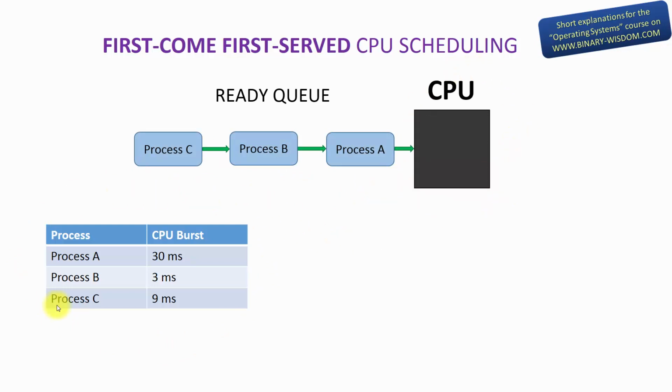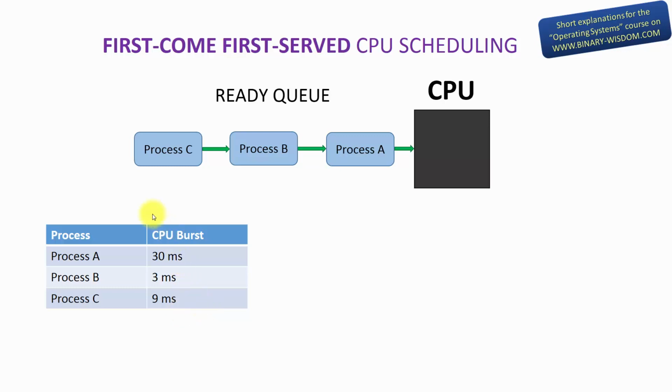The table here shows the order in which these processes grab their places in the ready queue. First is process A, next is process B, and last is process C. Additionally, the table shows the duration of the next CPU burst for each process. For the purposes of this problem, you can imagine that each process has only one CPU burst.